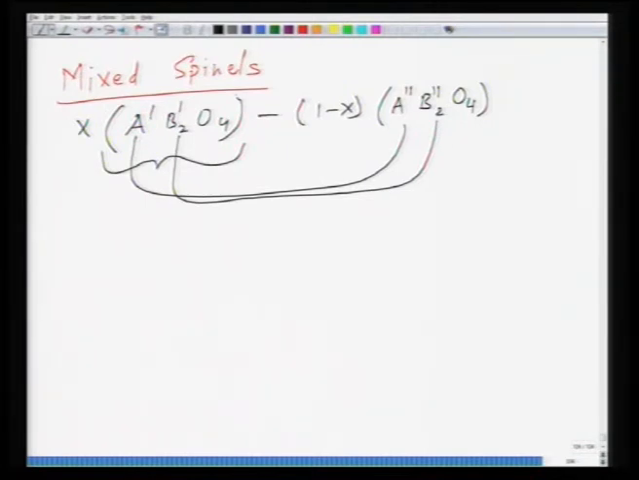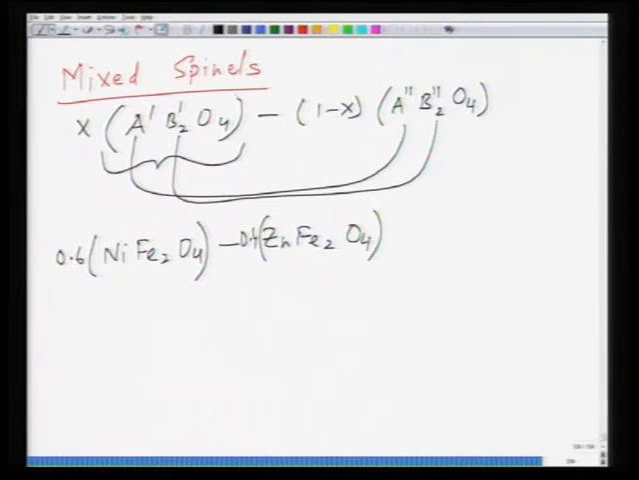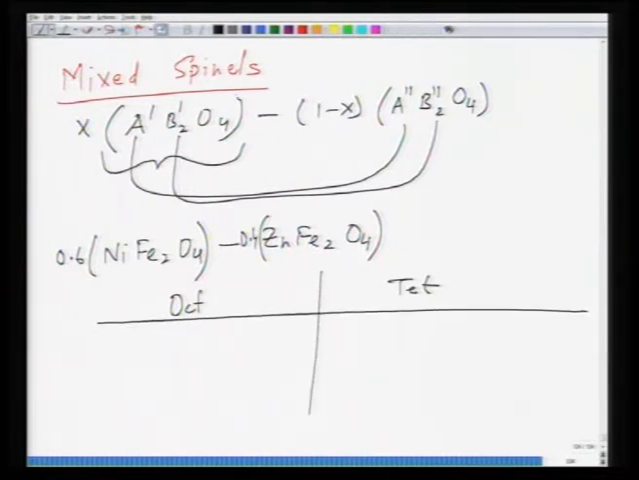So for instance you can take NiFe2O4 and ZnFe2O4. So let's say this is 0.6 NiFe2O4, and you can make it 0.4 ZnFe2O4. So here now what you need to do is the same exercise. So go to octahedral, tetrahedral sites. Now you know that nickel ferrite is inverse, zinc ferrite is normal. Make sure you get the site distribution, the distribution of ions in the sites, correctly.